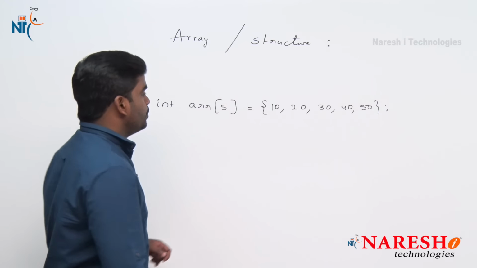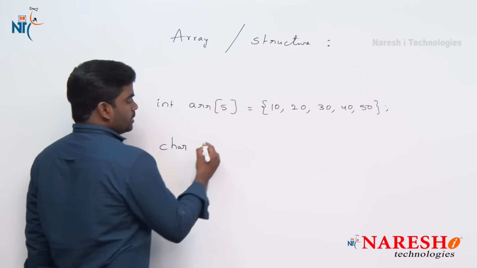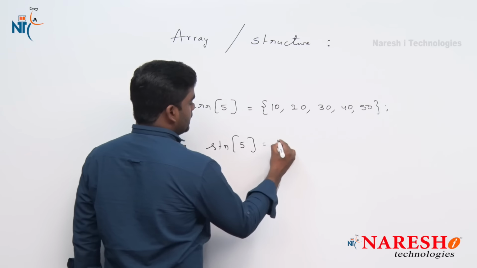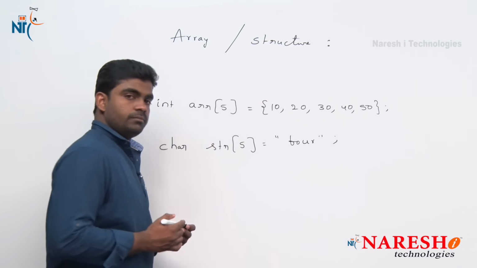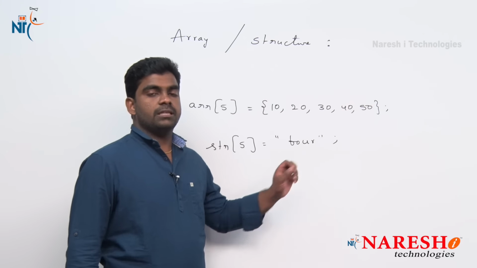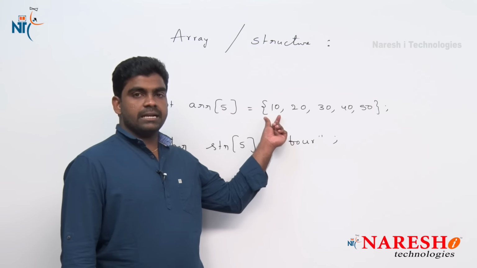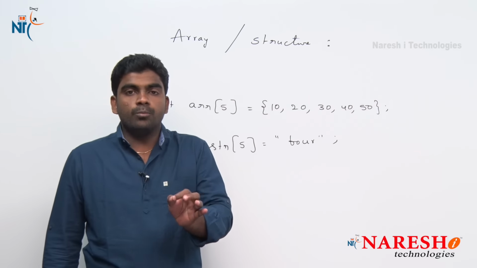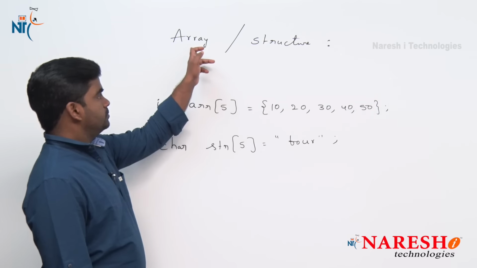Suppose you take one string, str, of size 5, and the string is of length 4. Here the elements are of type character. Either all are character elements, or all integer elements, float elements, double elements. Always only homogeneous elements are allowed to be stored in the array.